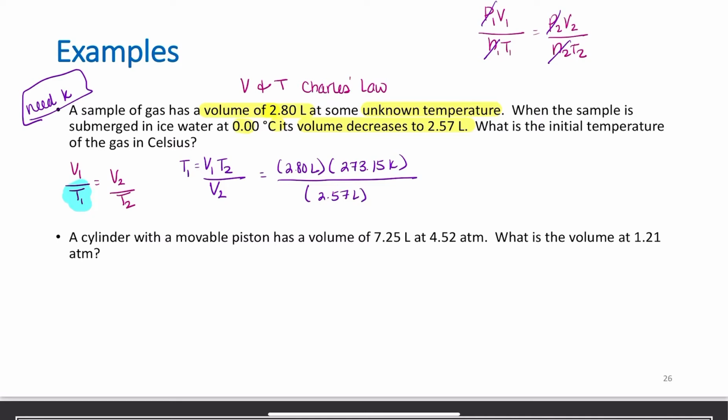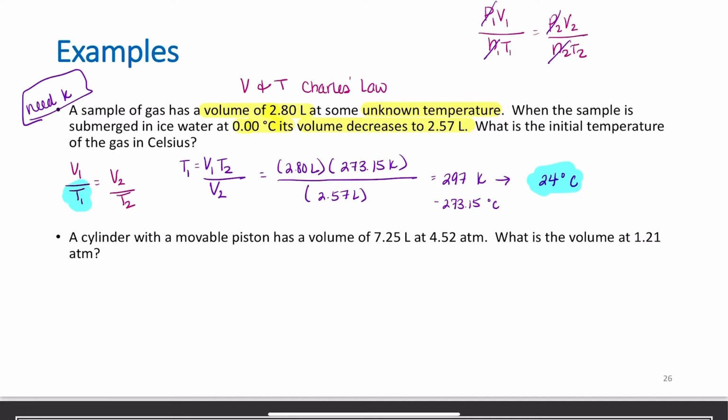2.57 liters. This gives me an answer of 297 K, which I convert to Celsius by subtracting 273.15, which tells me my final answer is 24 degrees C. So if I have a volume of a gas at 2.80 liters and I submerge it in ice and cool it to 0 degrees C, the volume decreases to 2.57 liters. That means my initial temperature was 24 degrees C.